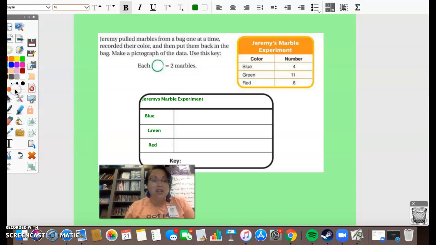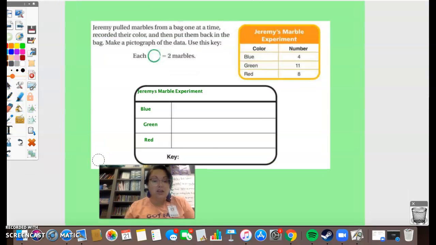So the key is a circle equals, I'm just going to put M because writing is hard on my laptop, 2 marbles, okay? Each circle equals 2 marbles, so let's do it. There we go. All right.